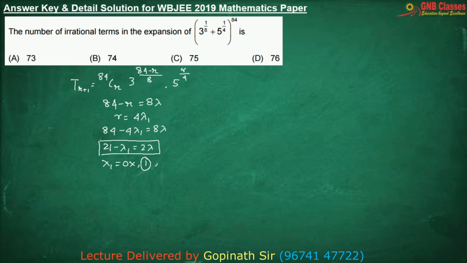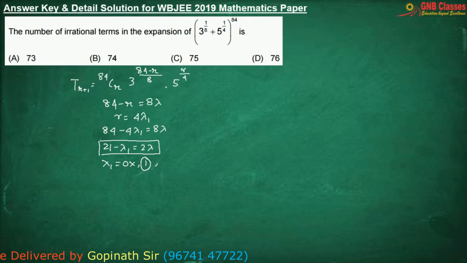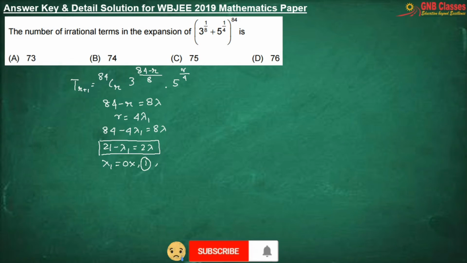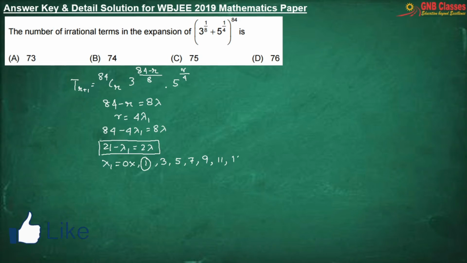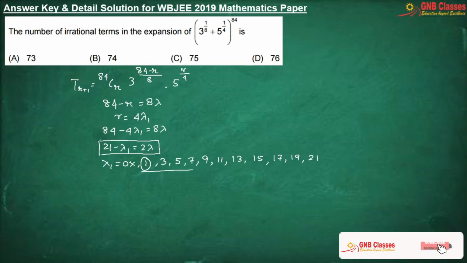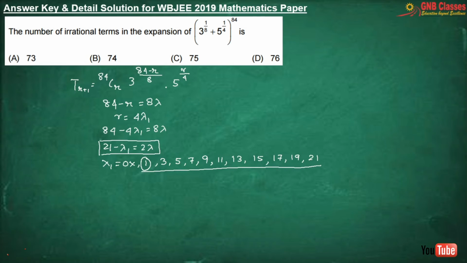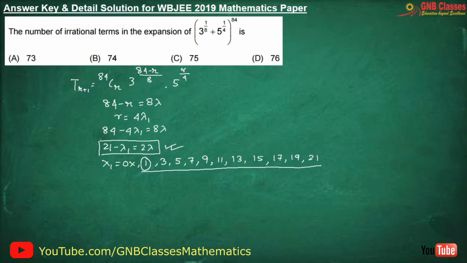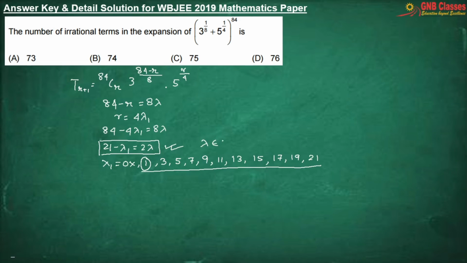Now I am choosing those values of lambda 1 such that when 21 minus that value, we will always get a multiple of 2. So those values I am writing here. The values of lambda 1 I am writing here. So these are the values of lambda 1 for which this equation is satisfied. Here lambda belongs to any whole number. Therefore, the total number of rational terms that you are going to get is 11.